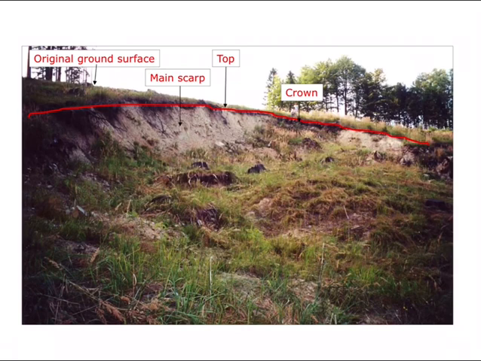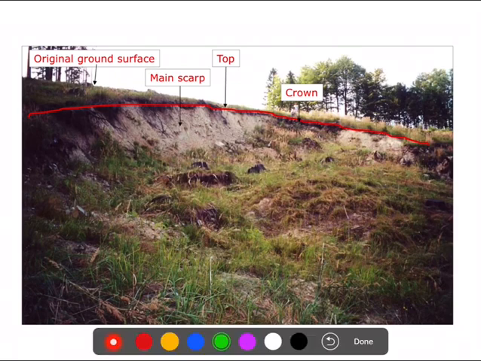Now see, this is a small example that I wanted to show you. Here, this was the original ground. The original ground was covering this area. Then there was an initiator of the landslide, and because of that initiator the soil mass failed. The shear strength of the soil got lessened, so because of that the soil failed.